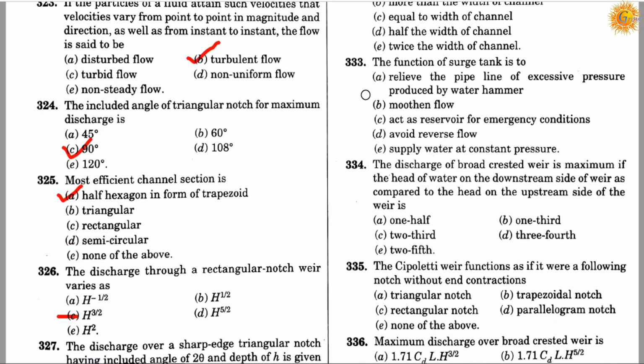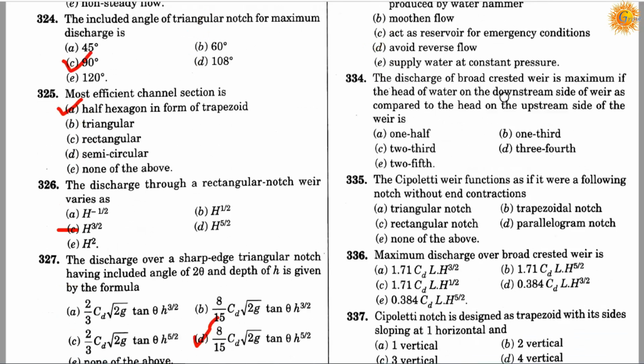Question number 333. The function of a surge tank is to: option A, relieve the pipe line of excessive pressure produced by the water hammer; option B, smoothen flow; option C, act as reservoir for emergency conditions; option D, avoid reverse flow; and option E, supply water at a constant pressure. So the correct answer is A. It relieves the pipeline of excessive pressure produced by the water hammer.